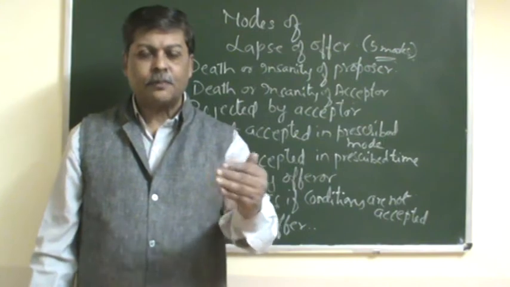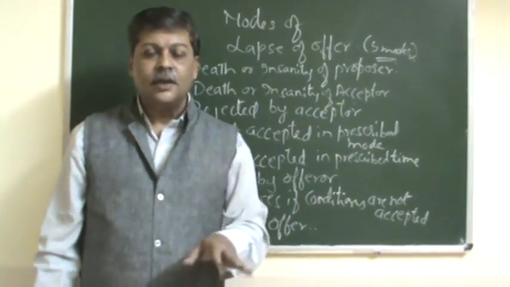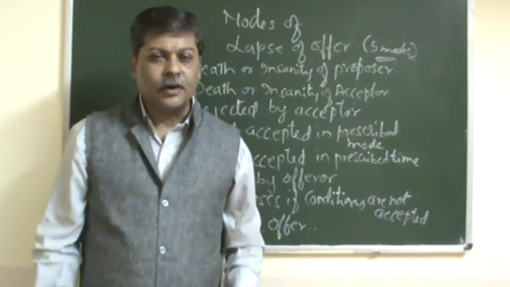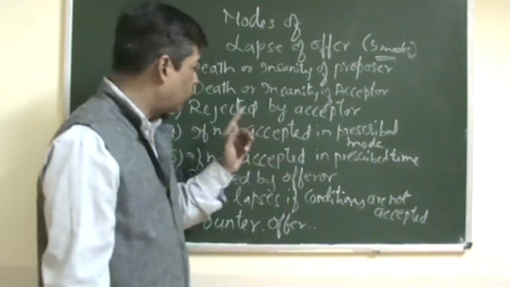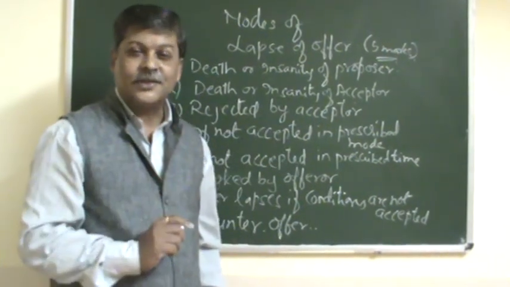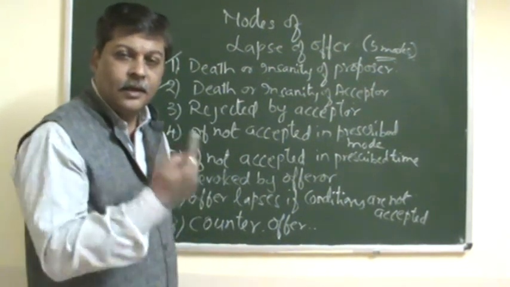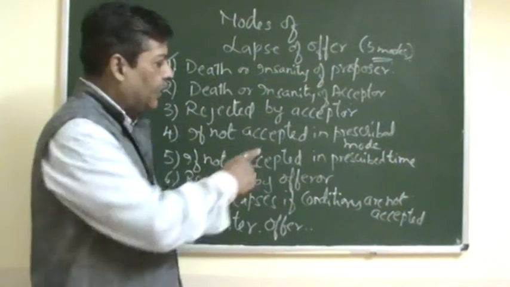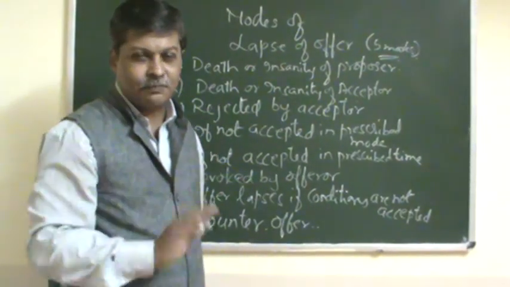Here A has made a proposal to B to sell his bicycle for 1,000 rupees. B has rejected the offer. So the proposal made by A has come to an end. That is what we call rejected by the acceptor. The offer made by the proposer has been rejected by the acceptor, then the offer is said to have lapsed.